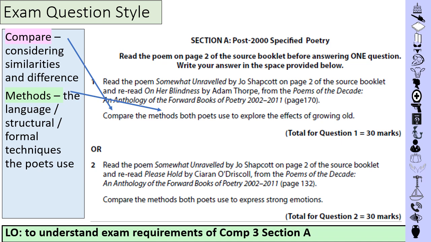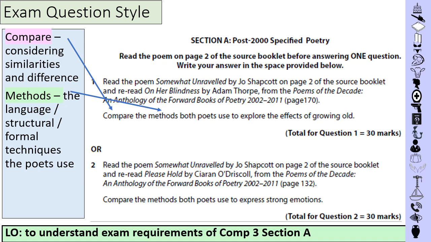Again, question 1 or question 2. And it will be Section A, post-2000 specified poetry. Read the poem on page 2 of the source booklet before answering one question. Write your answer in the space provided below. Now, in the exam, you will be given, obviously, the unseen poem, because otherwise you will still never have seen it. And you will also be given a copy of the book of the seen poem as well.